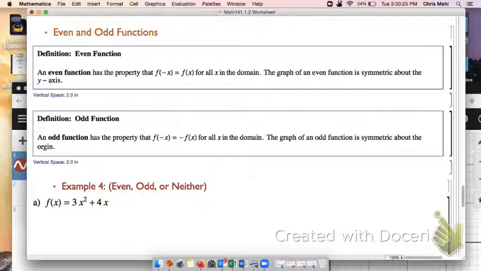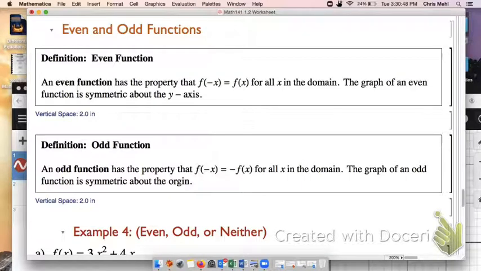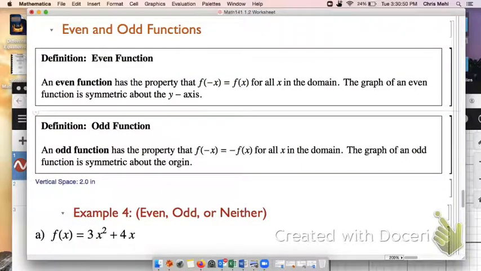So even and odd functions is the next thing I want to talk about, and this does again pertain to symmetry, but instead of just talking about the symmetry of graphs coming from equations whose graphs may or may not be functions, now we're going to talk about functions and specifically their graphs. Okay, so there are 2 terms here. We're going to learn about what are called even functions and odd functions.